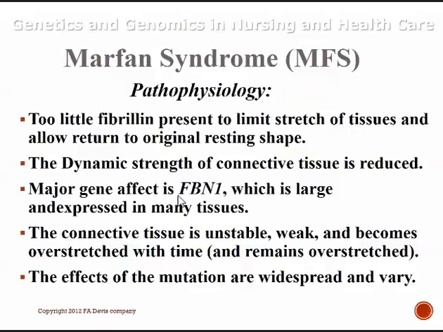The major gene affected is FBN1, which is large and expressed in many tissues. Therefore, you'll see symptoms of many different kinds in Marfan syndrome because so many different tissues are affected. The connective tissue is unstable, it's weak, and becomes overstretched, and with time it remains overstretched. The effects of the mutation are widespread and vary. Just because two people have been diagnosed with Marfan's, they may have widely different experiences with the disorder.